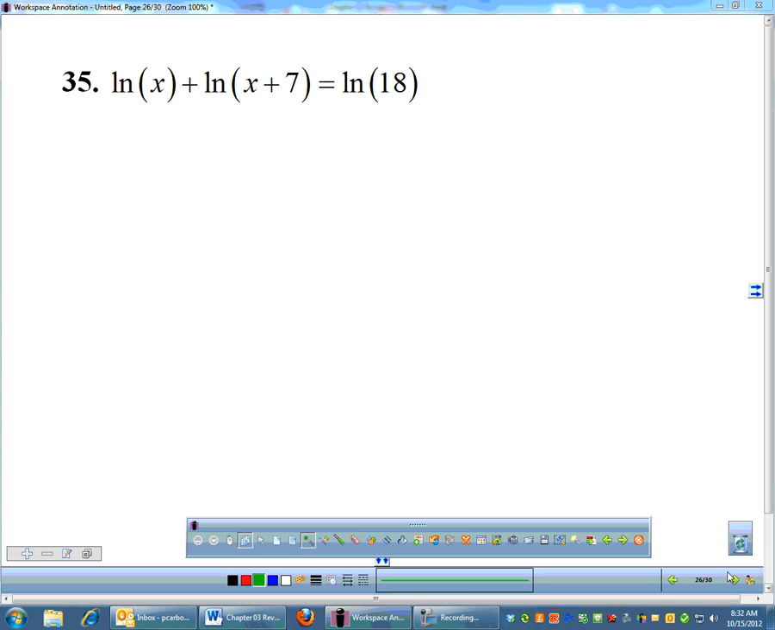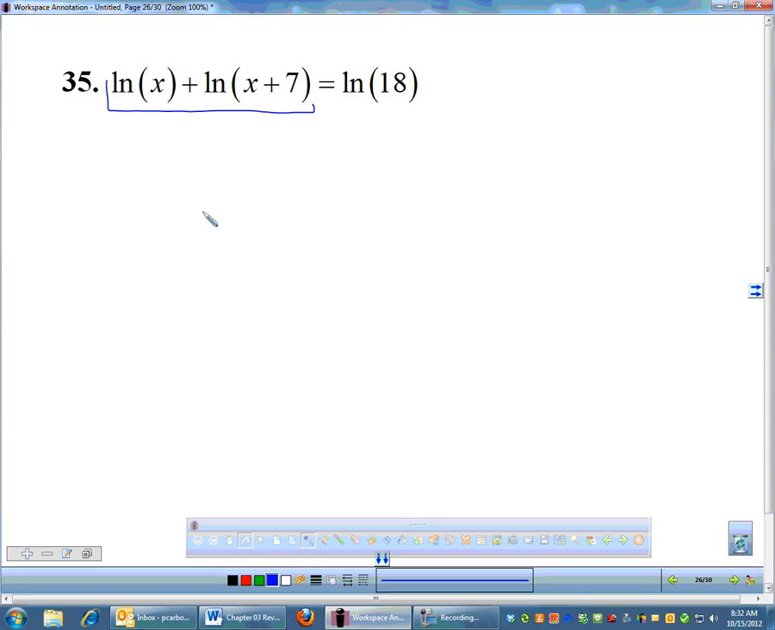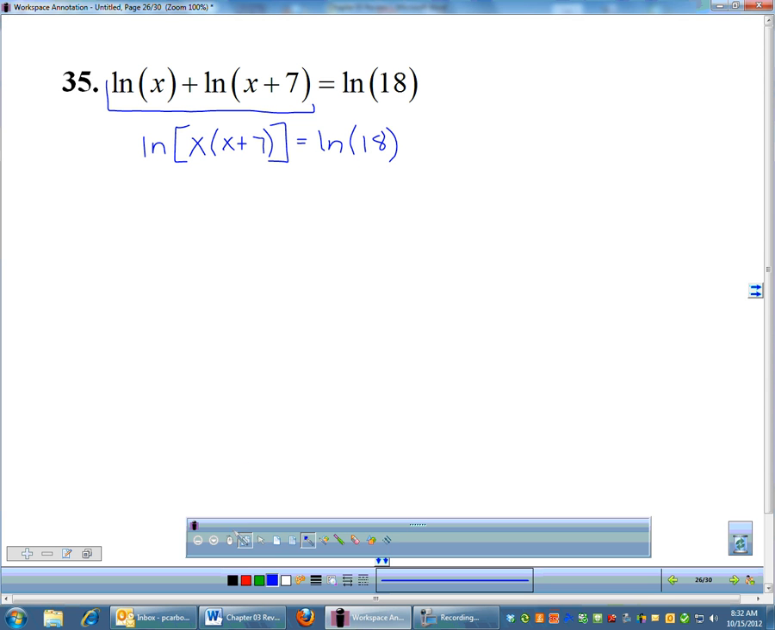Okay, what about this one? Natural log plus natural log equals natural log. I'm going to condense my logs. So over here, remember you can't drop logs until you have just one log. So that's going to be ln of x times (x plus 7) is equal to ln of 18. And now I have ln of something equals ln of something. I can drop my logs.